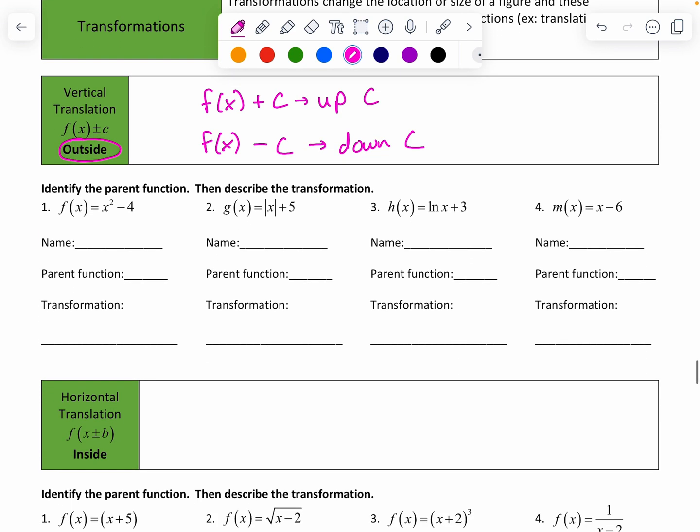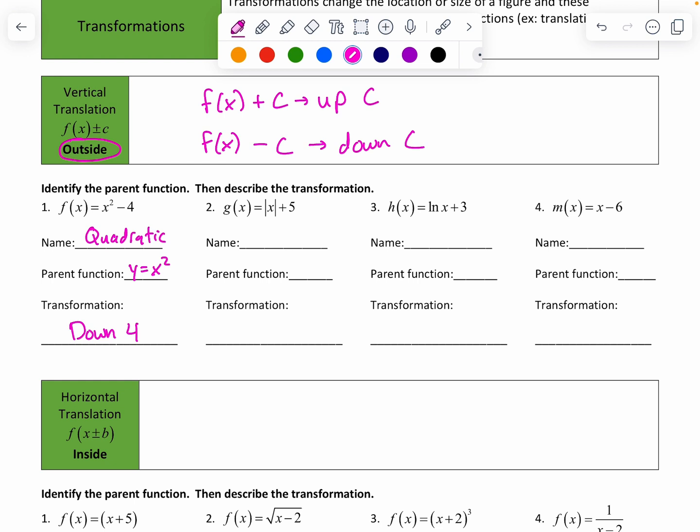So we're going to identify the parent functions and then say what transformations are happening to them. So number one, I see an x squared. So an x squared is a quadratic, and its parent function is y equals x squared. That minus 4 is outside of the x squared, so it is making it move down 4.